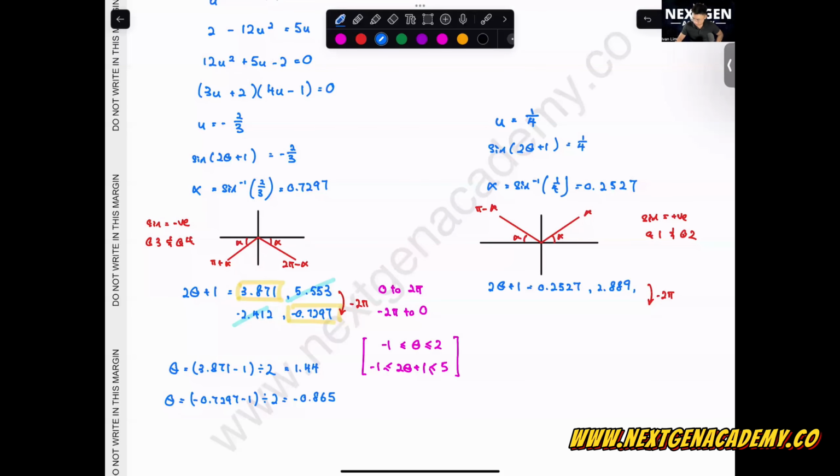This will be minus 6.030 minus 3.394. The first two values is from 0 to 2 pi. Then here is negative 2 pi to 0. Which one is out of the range? This one, in fact, we don't even need the negative one. So you just need the 0 to 2 pi.